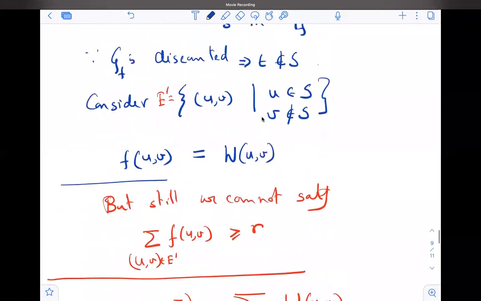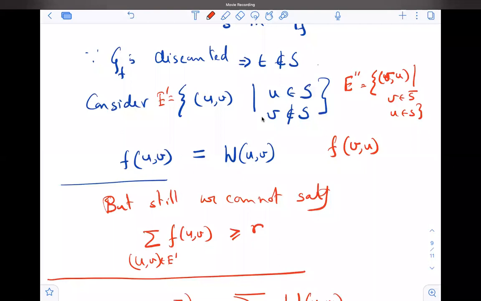Now let's look at the other set. What happens if I look at, say, E double prime? These are the set of all edges V U, where V is in S complement and U is in S. What can we say about them? No, it equals 0. Why is it equal to 0? Because if they were anything positive, then there would be an edge from S to S complement in the residue.